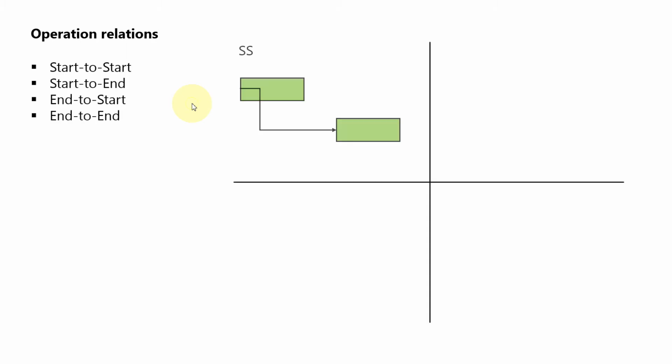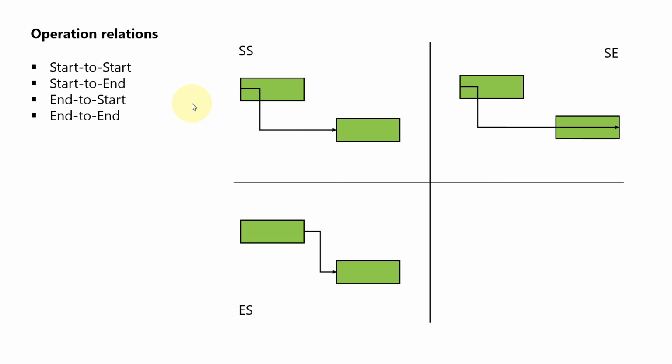Also worth mentioning is that this particular implementation has the ability to define operation relations. There are four types of operation relations: start to start, start to end, end to start, and end to end. The most common type is end to start, where the start of the second operation relates to the end of the first operation, meaning that the second operation cannot start until the first one has completed.